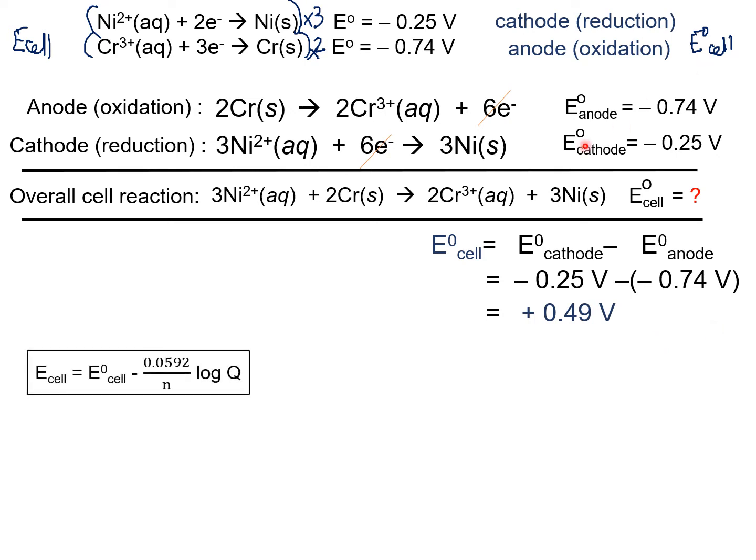And next, you refer dekat you punya Nernst equation. What else do you need? So sekarang ni kita dah jumpa the value of the standard cell potential. Now you will have to find the value of N and also the reaction quotient. Okay, so how can you find the value of N? You look at your balance number of electrons here, which is 6.